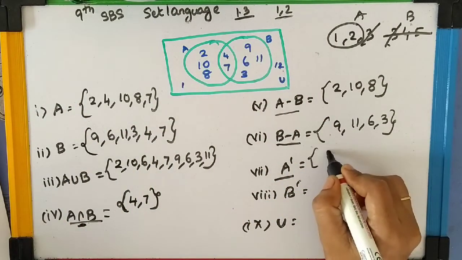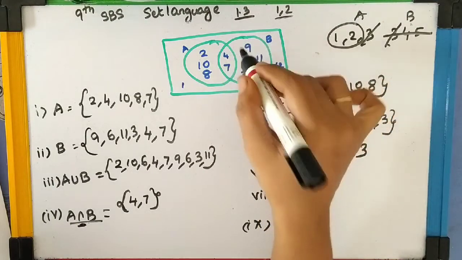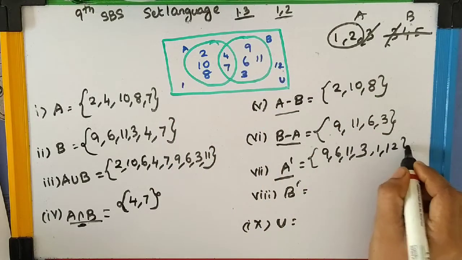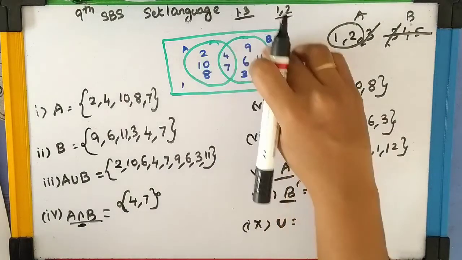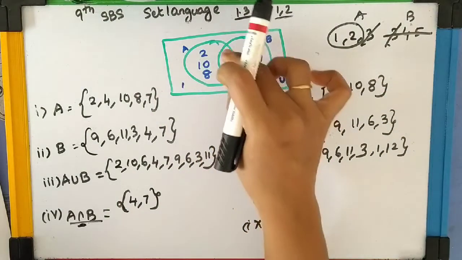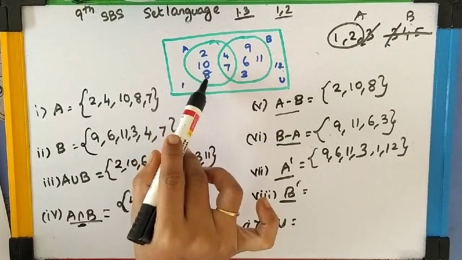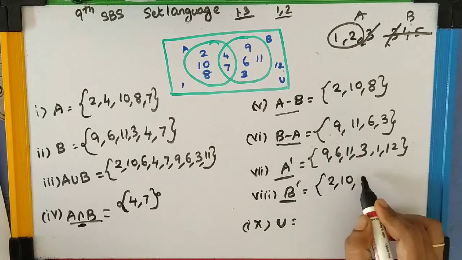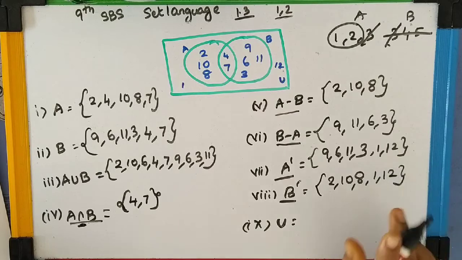Okay, can you understand? So, completely we are neglecting the A part. So, we have to write the remaining B part, that is 9, 6, 11 and 3 and 1 and 12 in the universal part. Now, what is B dash? We have to remove the entire B part and write the remaining terms. Okay. So, the entire B we are removing it. Now, what is the remaining A? 2, 10 and 8. And what is the universal part? 1 and 12. So, these 5 elements is B dash.